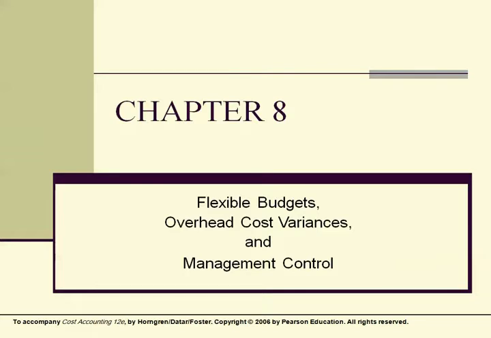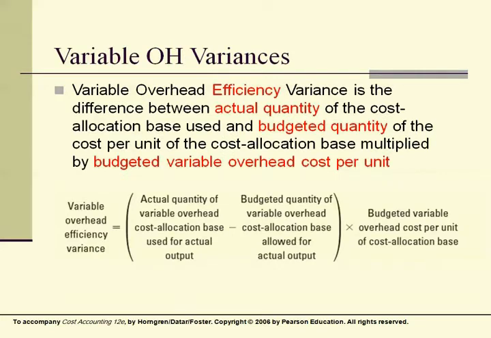Chapter 8: Flexible Budgets, Overhead Cost Variances, and Management Control. First, variable overhead variances. Variable overhead efficiency variance is the difference between actual quantity of the cost allocation base used and budgeted quantity of the cost allocation base, multiplied by budgeted variable overhead cost per unit of the cost allocation base.